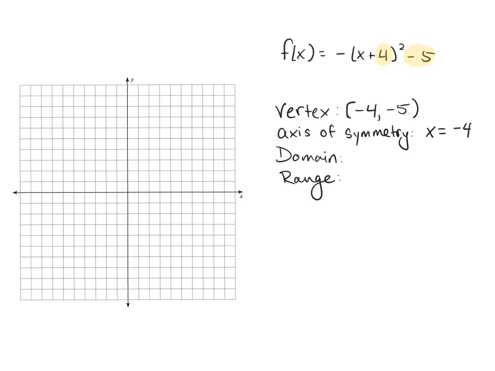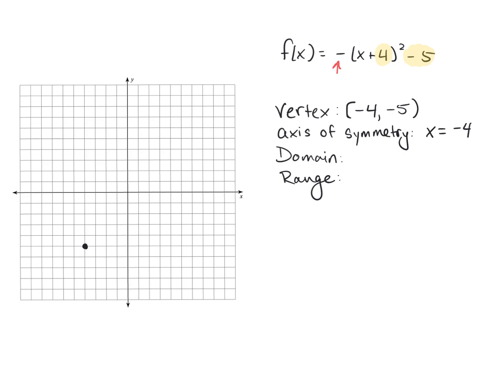So let's start by plotting our vertex. So negative 4, negative 5 is going to be down here. Now the first thing that I'm noticing, now that I've done that, is that my a value is negative 1. I have that negative sign sort of camping out front. That tells me this parabola is going to be facing down. So just something to keep in mind.